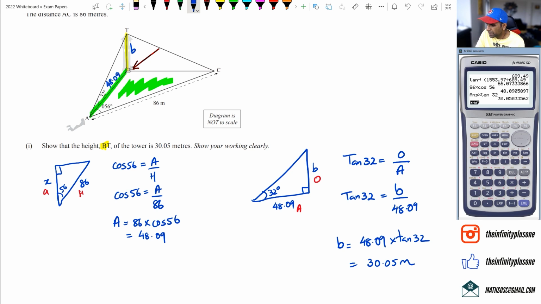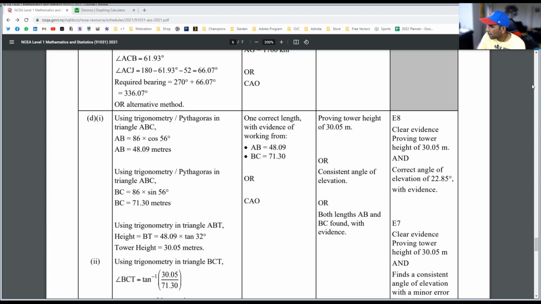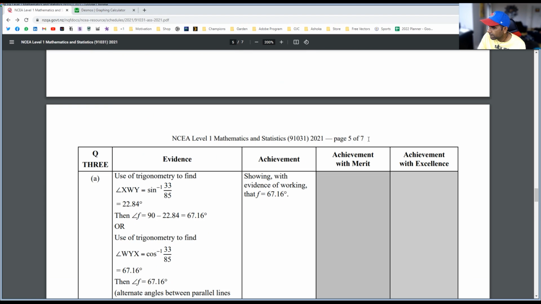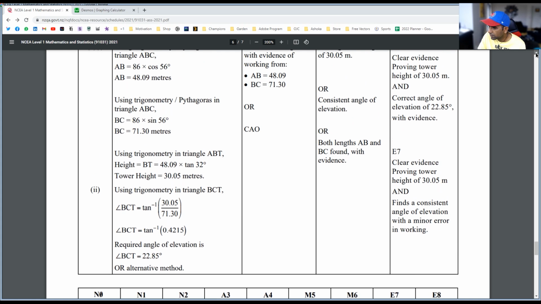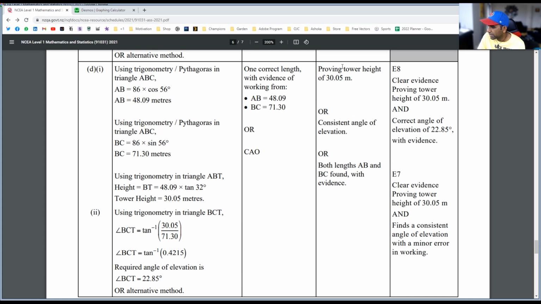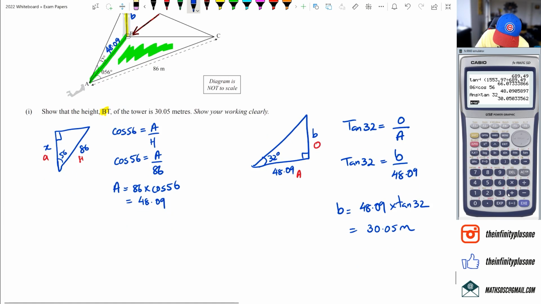Now this question is a bit weird because of the answer schedule. Let me just show you guys. As you can see, if I prove the tower height, I get a merit point. Otherwise I get 8 points if I do the final part, which is clear evidence proving the tower height is 30.5 and the angle. So we've got to do the angle first before we come back to this to figure out the full grade. So I guess it's a part 1, part 2 question, which I'm finding strange. But anyway, let's go to part 2 and see.